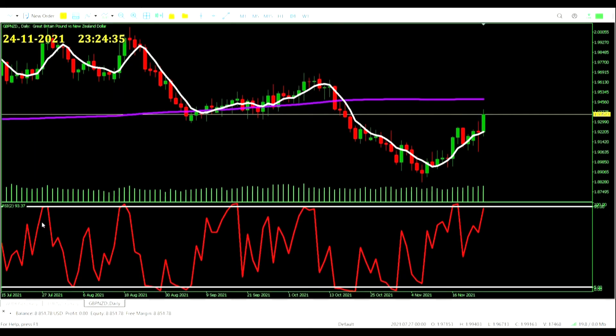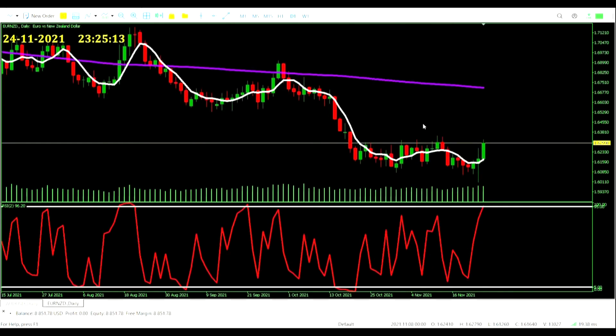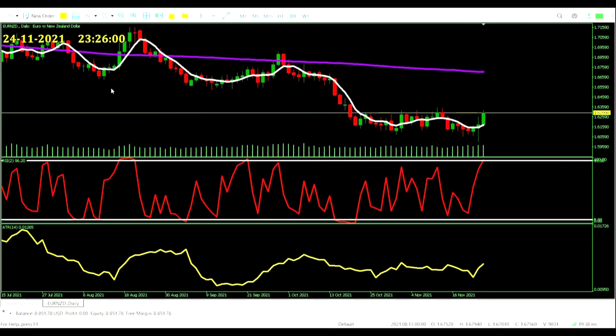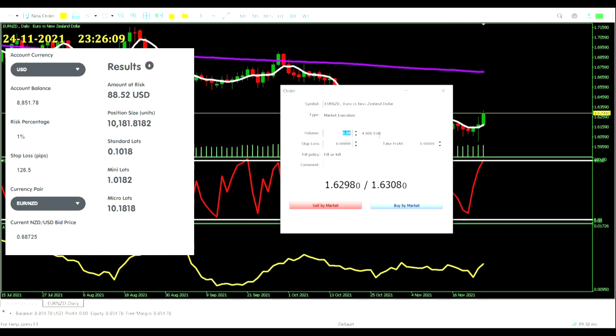Great British pound, New Zealand dollar, that's come close, RSI at 93.37, not there though. New Zealand dollar, Swiss franc, that does go into oversold territory, but price is below the moving average, so we've got no competition. We can get into this Euro New Zealand dollar trade. Let's get up the ATR. That's 126.5 pips we're getting as the reading, so 1% risk to that distance is 0.10 standard lots. And so here we go with our sell trade.